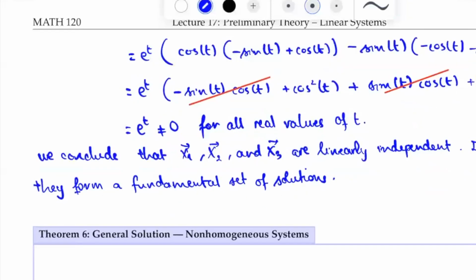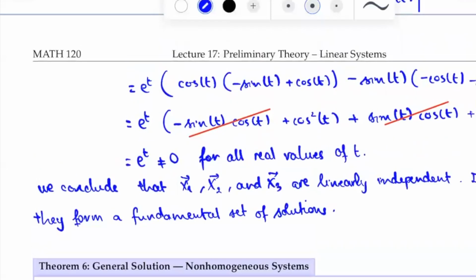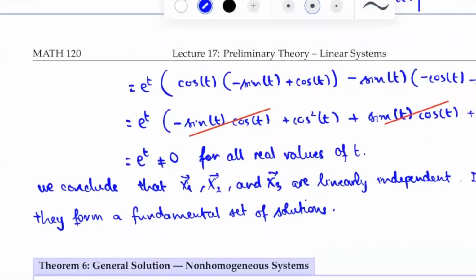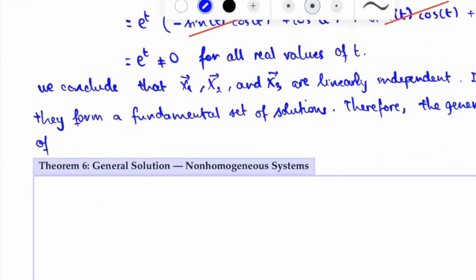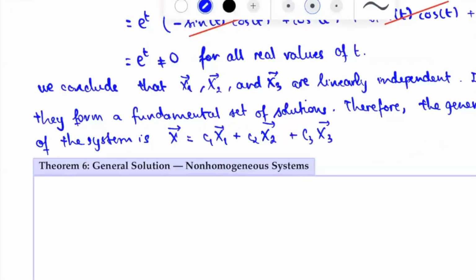Because of these conclusions, we can write down the general solutions for the system, which is the linear combinations of x1, x2, and x3. So therefore, the general solutions of the system is x equal to c1 times x1 plus c2 times x2 plus c3 times x3. Again, it's just linear combinations of the three solutions that we got. So that's the general solutions for the homogeneous system.